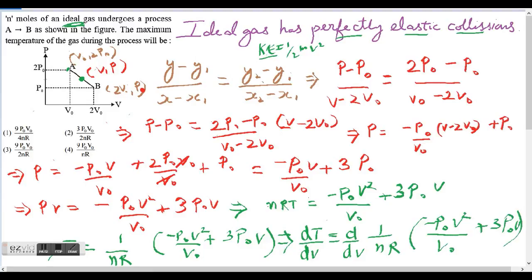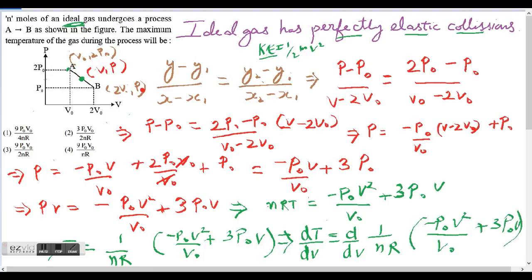Before I describe to you what the question is, let's understand what is an ideal gas. An ideal gas is one which has perfectly elastic collisions. And perfectly elastic collisions are collisions in which there is no loss of kinetic energy. Kinetic energy is half mv square. Now the question says that during the process there is a point at which the temperature is maximum, and we have to find that point.